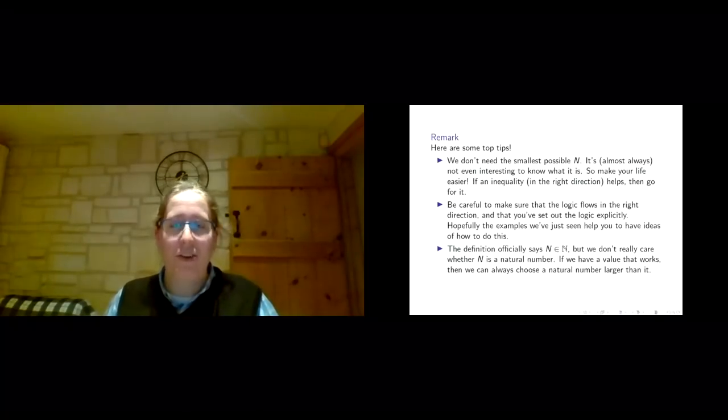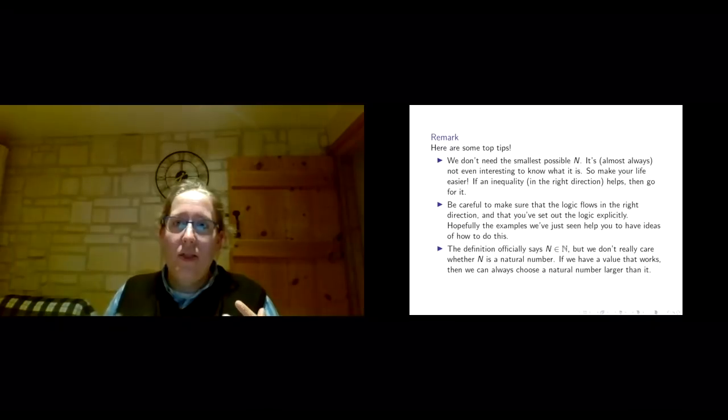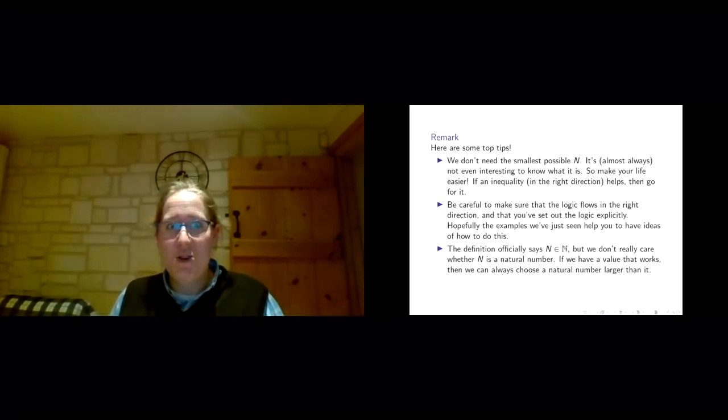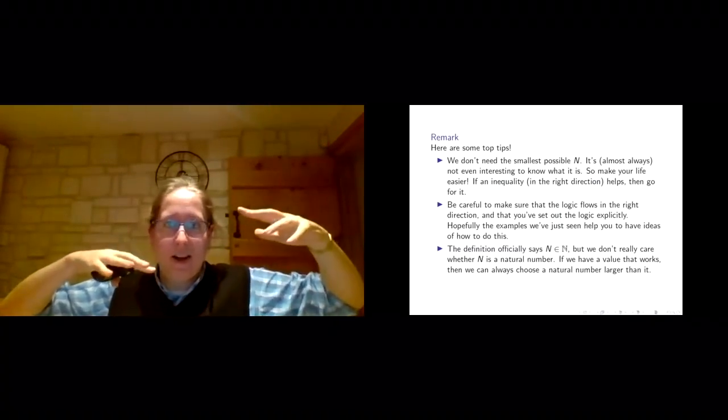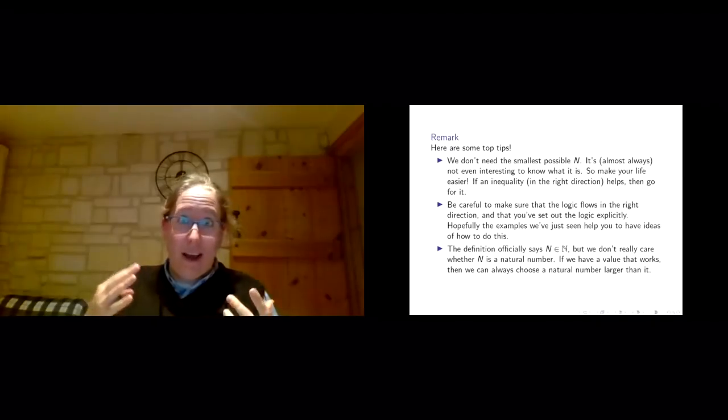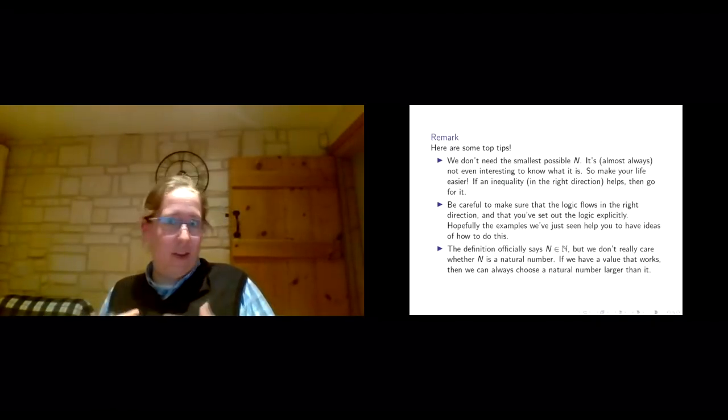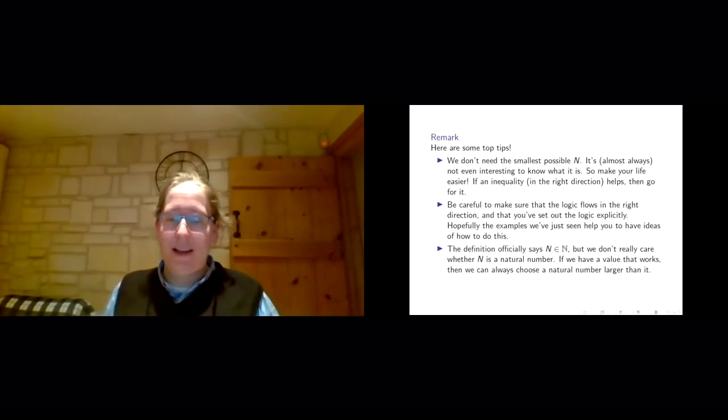And I hope that the examples I've just done will help you to see the kind of thing that I mean. The definition says capital N's a natural number. Actually, we don't really care whether it's a natural number, because if we've got a value that works, we could just pick a natural number that's larger than it. So if I'm a bit cavalier and don't always say n is a natural number, that's because I don't care. It doesn't really matter.